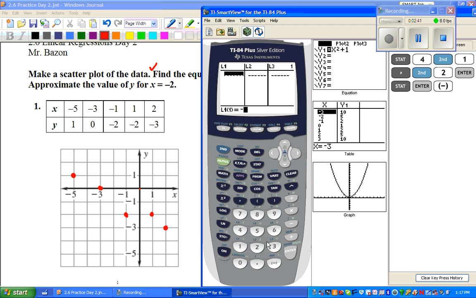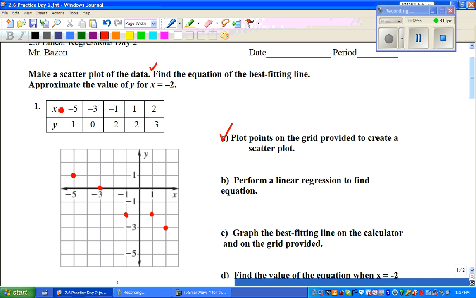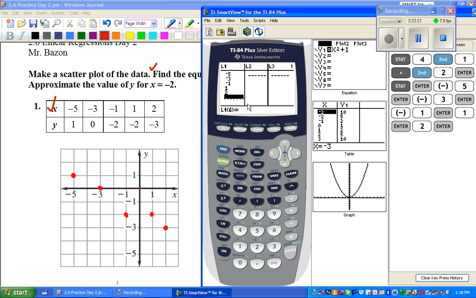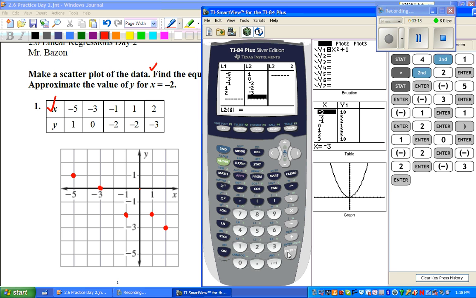So we're going to start off by putting in -5, Enter. There's our first L1 value. -3, Enter, -1, Enter, 1, Enter, and 2, Enter. And those are all of these values right here. That's what we entered in L1. Now for L2, I arrow over and put in those values: 1, Enter, 0, Enter, -2, Enter, -2, Enter, and -3, Enter. Now we have all of our points in here.